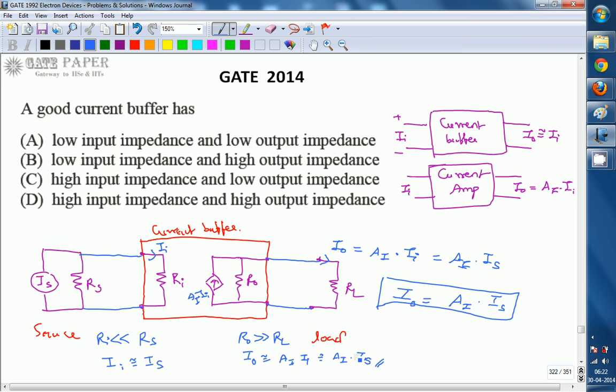So from this we can write that practically the current amplifier or current buffer should have low input impedance and high output impedance. The right answer for this question is: a good current buffer has low input impedance and high output impedance. Thank you.